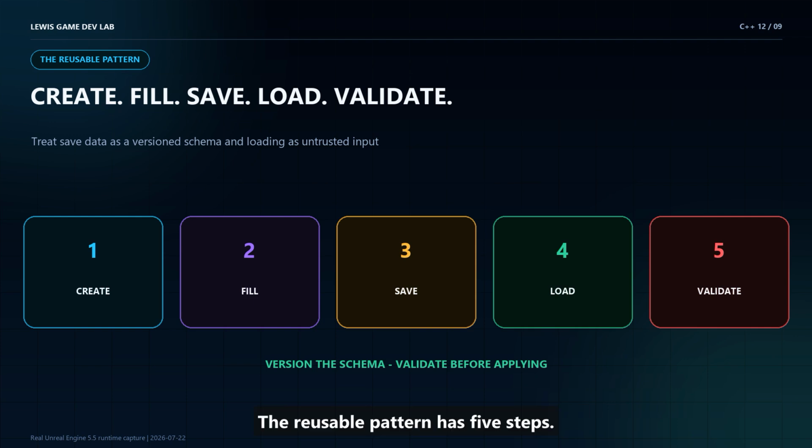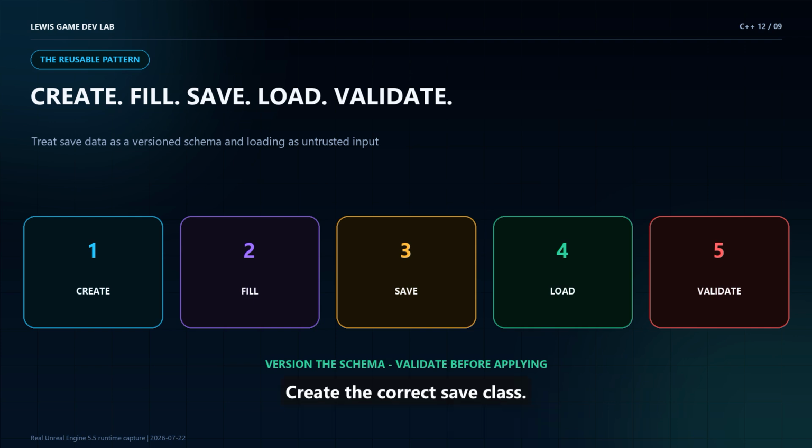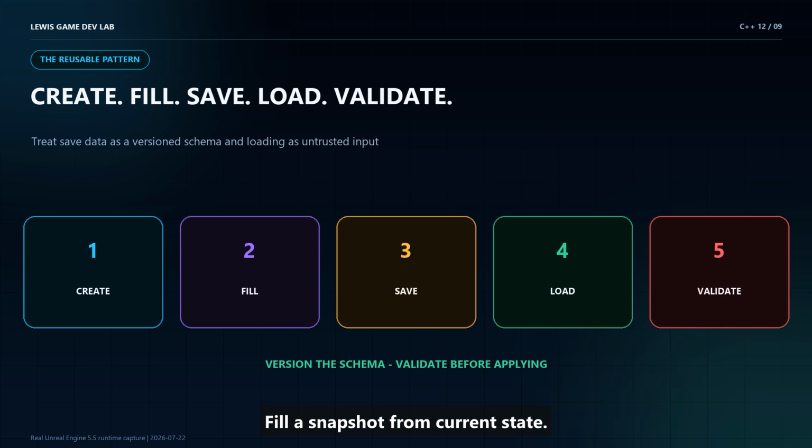The reusable pattern has 5 steps. Create the correct save class. Fill a snapshot from current state. Save it to a deliberate slot. Load and cast the returned object. Validate before applying values back to gameplay.